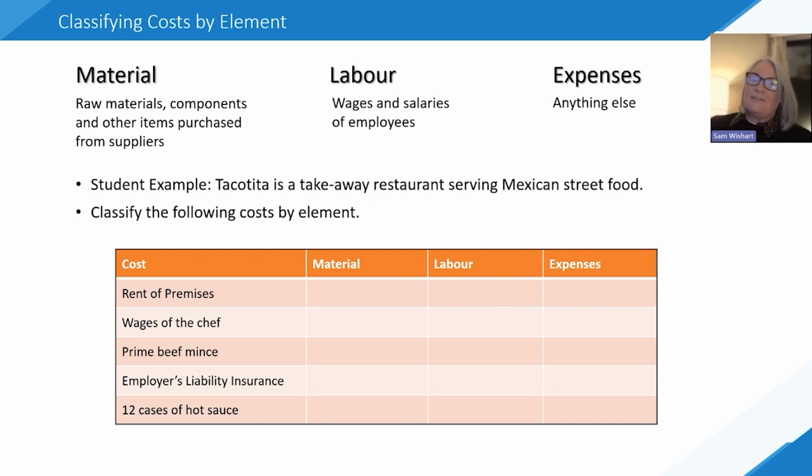So I want you to classify the following costs by element. Again, we'll use the chat box. I'll read out each of these costs, and I want you to tell me if the cost is material, labour, or expense. Let's make it easy. Let's just use M, L, and E as an abbreviation. So do we think the rent of premises is material, labour, or expense?